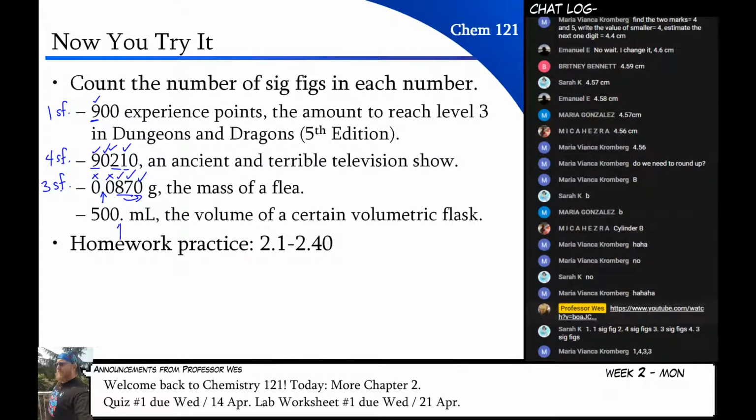And then finally, 500 milliliters. Oh, there's a decimal, so we have to follow the decimal rule. So we got this number, which counts, and then everything to the right counts too. So this also is 3 sig figs. All right, looks like everybody did pretty good there. So there's the homework practice. The first 40 problems in the homework set in the text deal with counting sig figs and answering questions about sig figs, and I recommend doing all of those for sure.